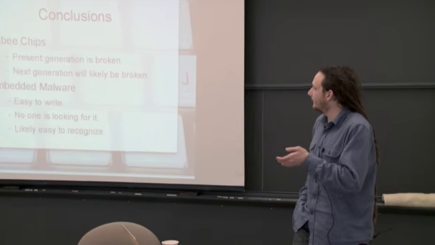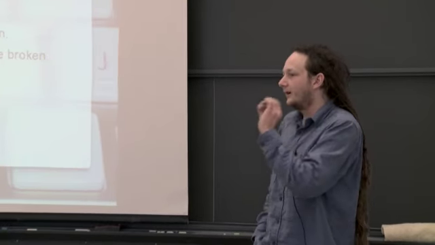These things are easy to write, therefore they're probably easy to recognize, because you won't need to do anything to obscure them terribly well, as a result of no one looking for them. So if you start looking for them and you manage to get a large enough set of firmware images, it's quite possible that you'll find one.